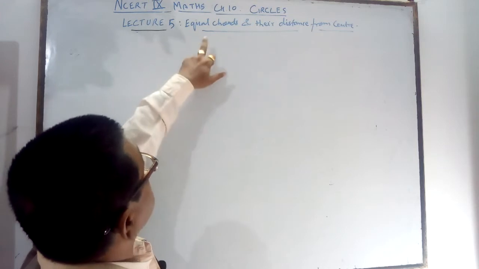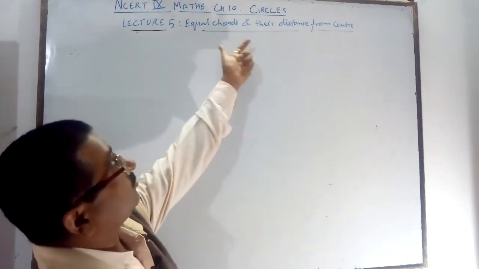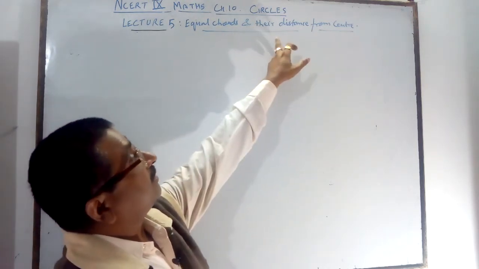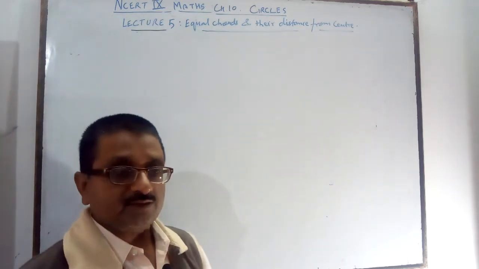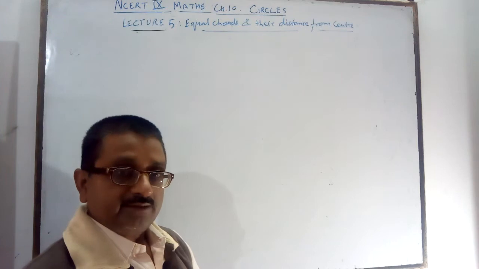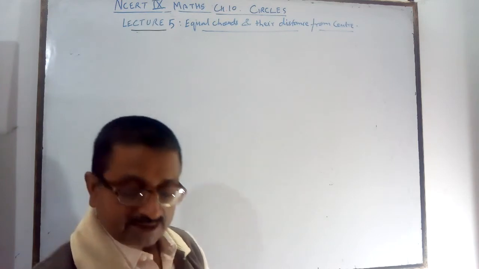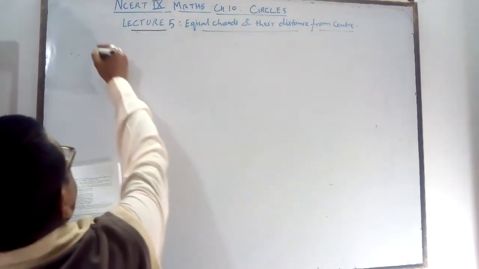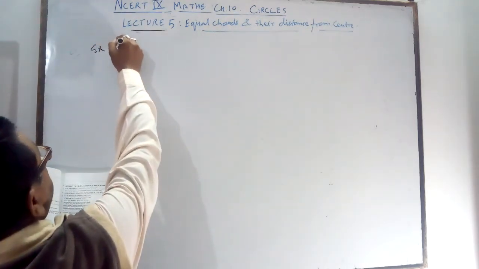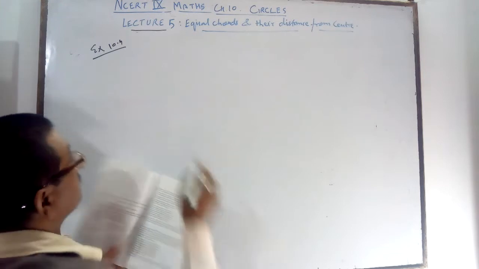Chapter 10, Circles. Equal chords and their distances from the center. You know the two theorems: equal chords are at equal distance from the center, and if the distances are equal, then the chords are equal. So, Exercise 10.4. You are getting question number 1.